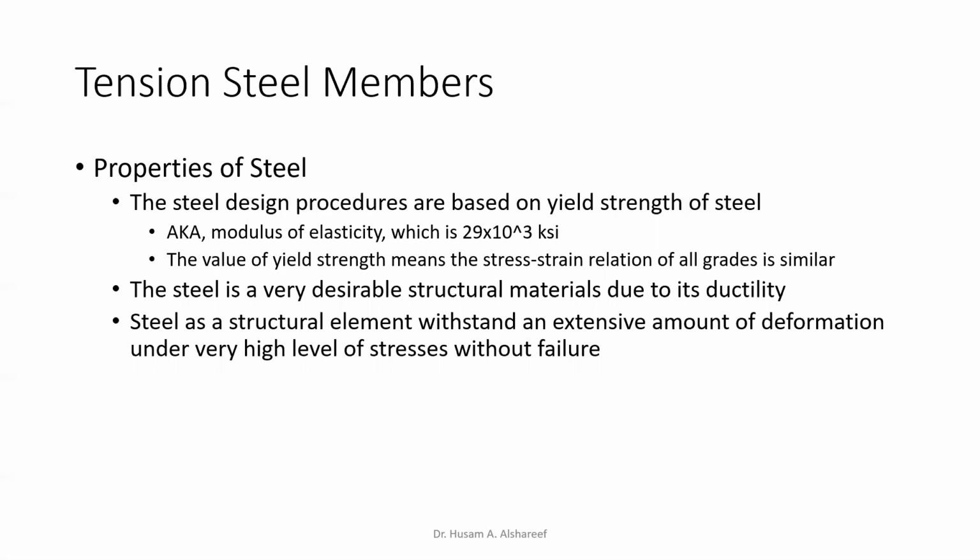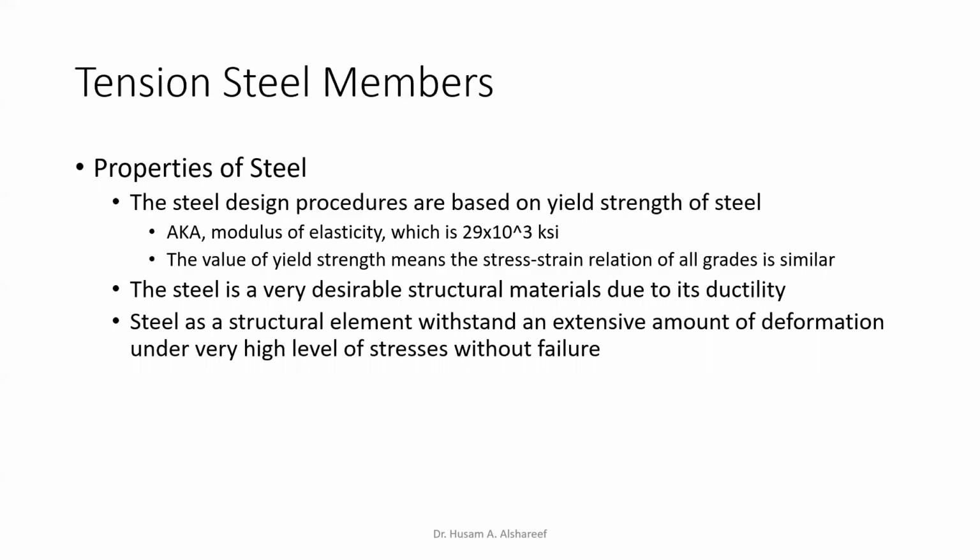Now we're still on the properties of steel, and for the modulus of elasticity, the value, as you all know, is 29,000 KSI. Now this value represents the stress-strain relationship, and for all the grades it is similar.